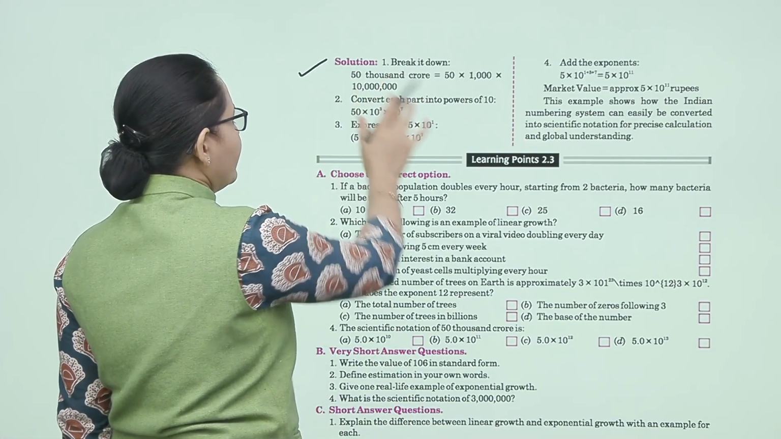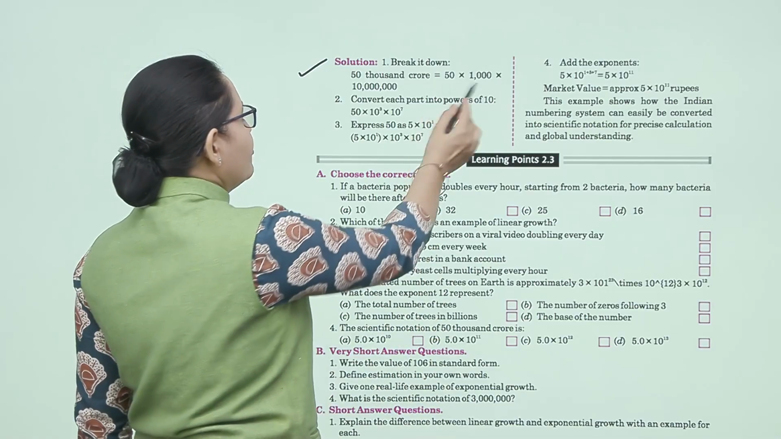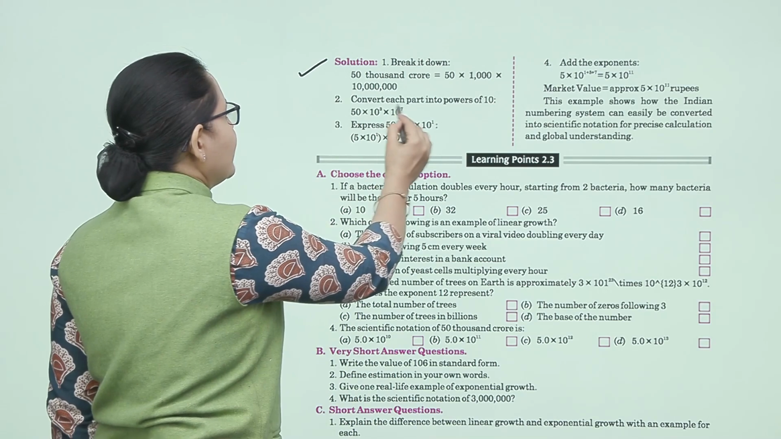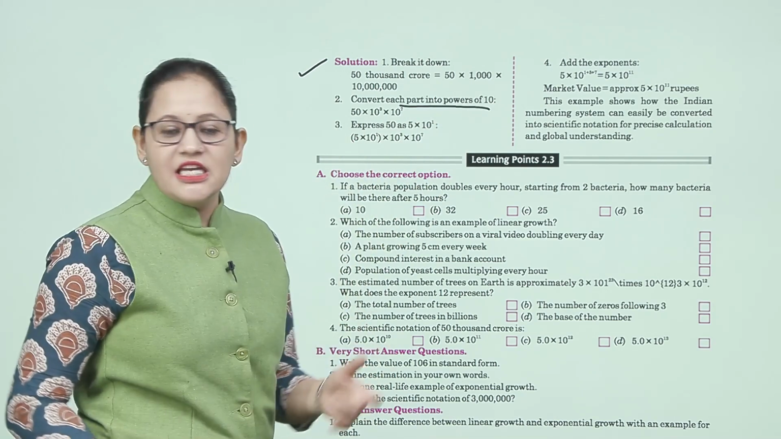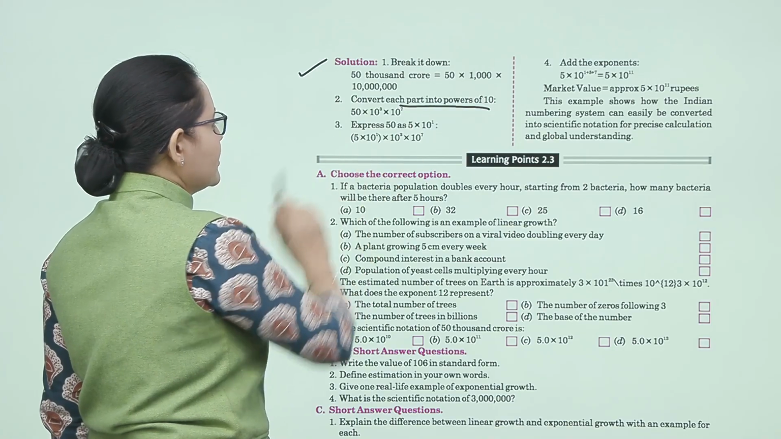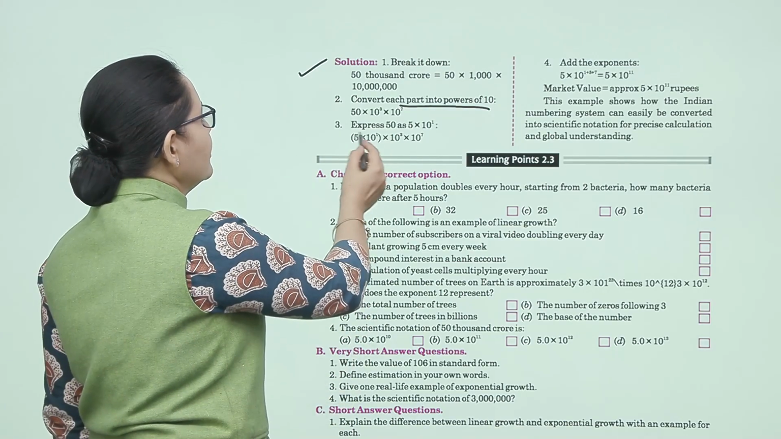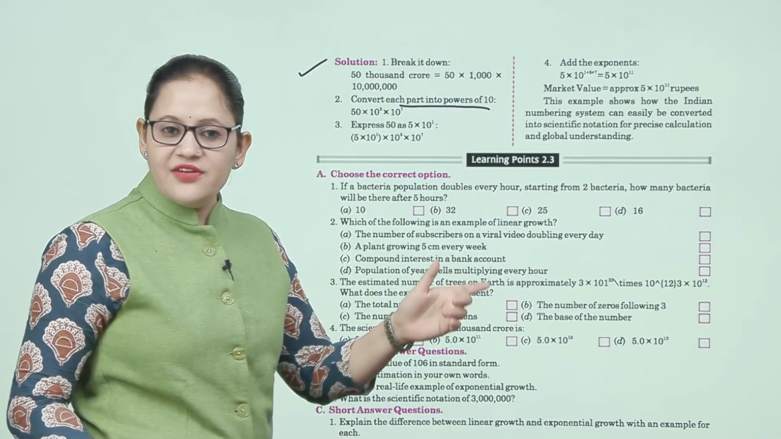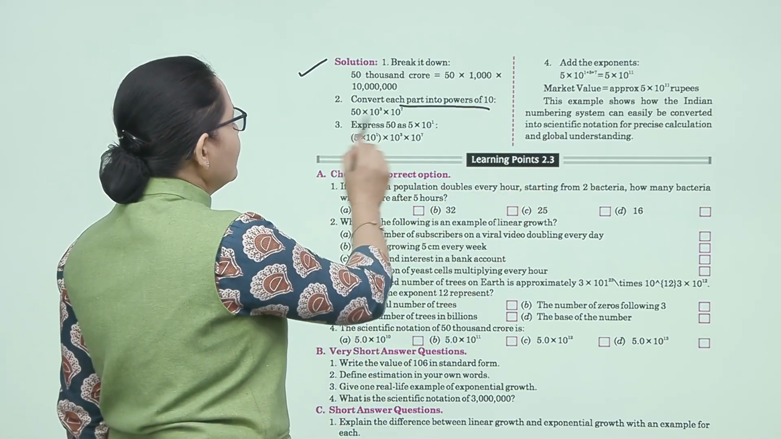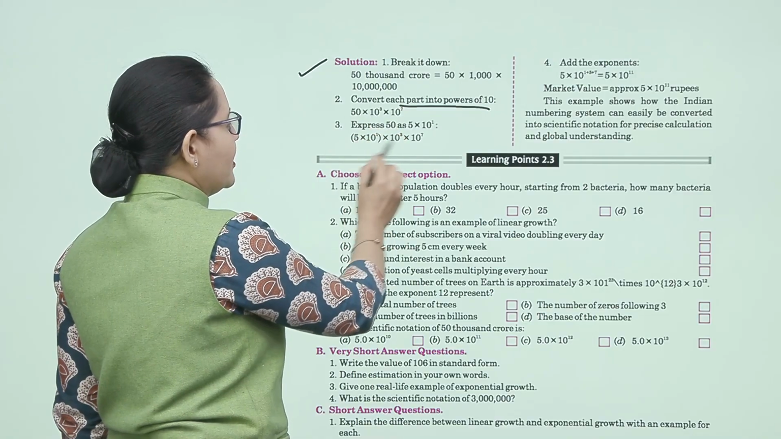Solution: break down 50,000 crore. 50 into 1000 into crore. So, convert each part to a power of 10. So, 50 into 10 to the power 3 into 10 to the power 7. Scientific notation we have to write. So, express 50 as 5 into 10 to the power 1. So, total 7 plus 3 plus 1, that is 11.